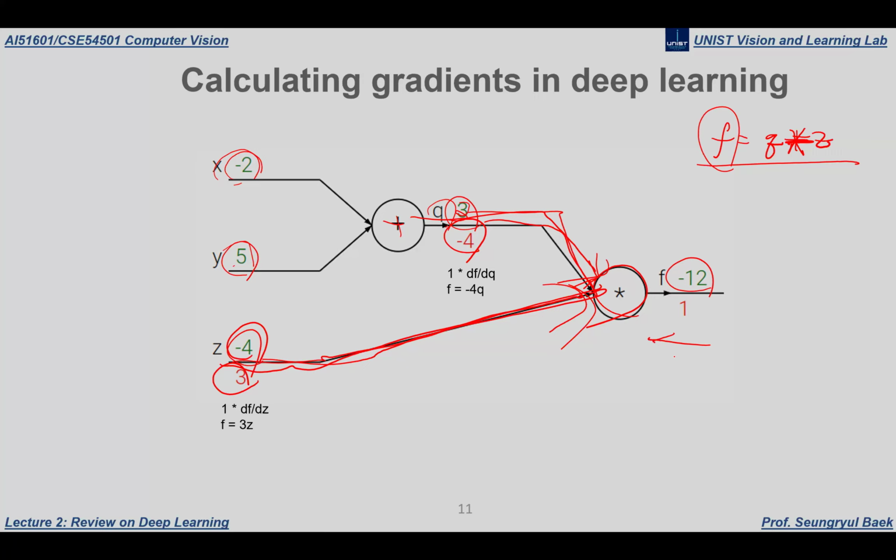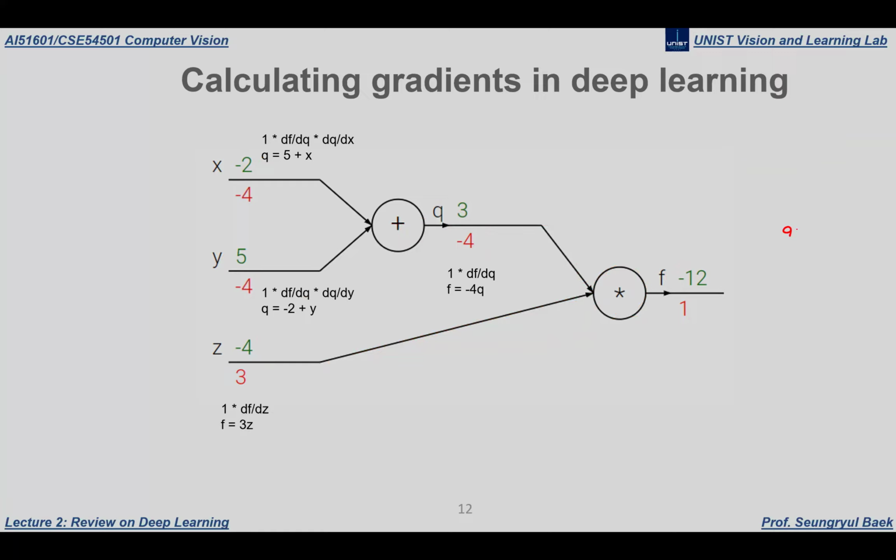But in the reverse way, we have to calculate their gradients. The initial gradient at the final node is always 1. You can interpret it as df/df, the differentiation of the final node f with respect to the final node. That is always 1, okay? The differentiation of itself is always 1.